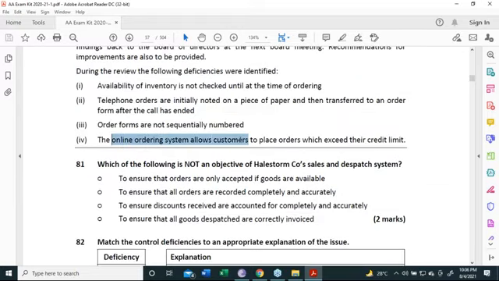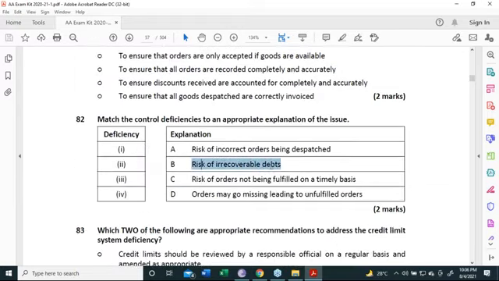What about the fourth? The online ordering system allows customers to exceed their credit limit. As a result, the recoverability of debt will be a problem for you. Irrecoverable debts will be on the higher side.